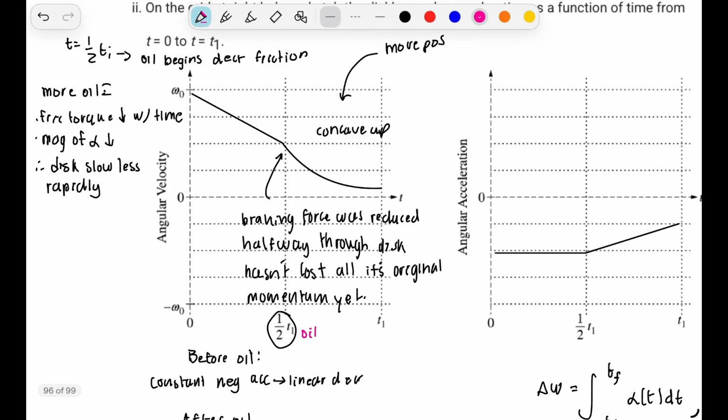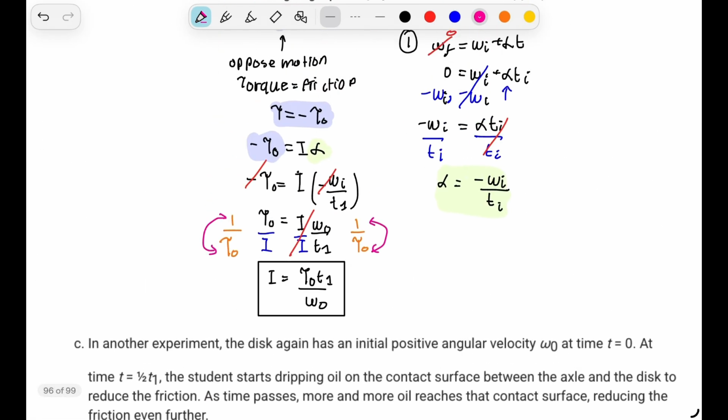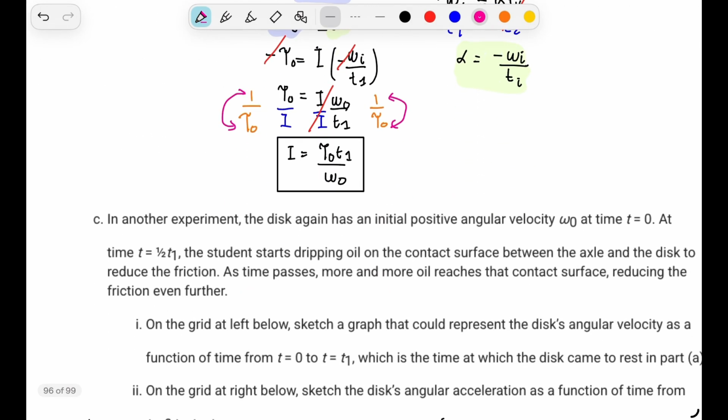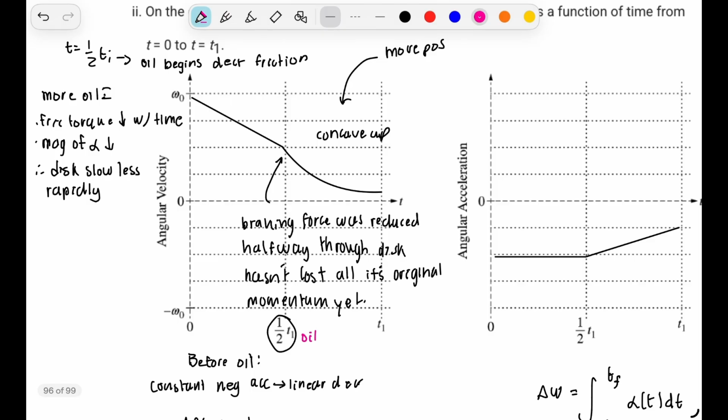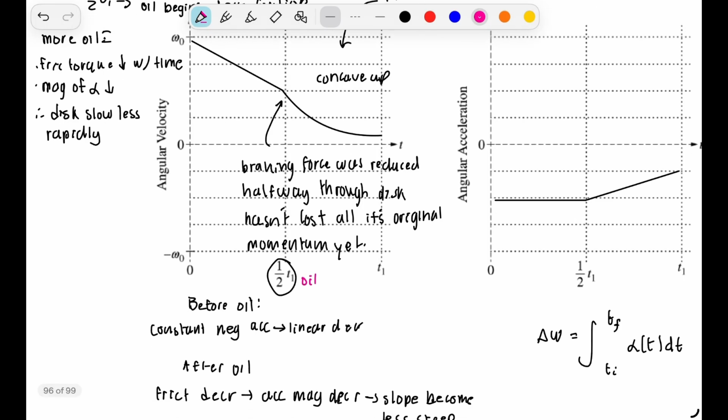So before we have the oil, we have a constant negative acceleration, the exact same as we did above in this graph, and it's going to be a straight line down. But then after the oil, the acceleration is going to become less negative. It's still a negative slope, but not as negative. So instead of being, for example, -5, it would be -1. So the slope's magnitude would be less. The disk is still going to slow down here, but it's slowing less and less strongly.